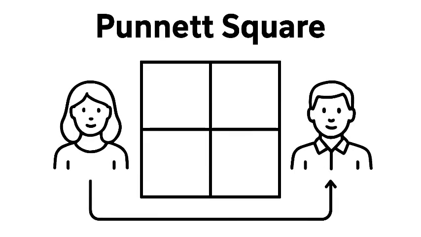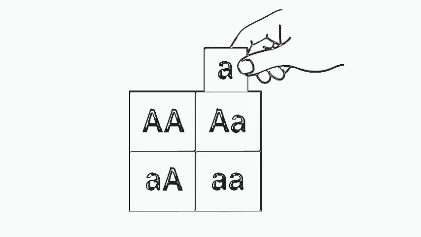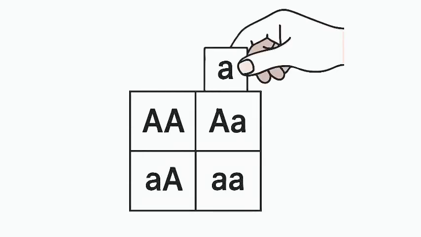That's where the Punnett square comes in. It's a simple box that helps us see all the possible combinations of alleles from two parents. Picture a square divided into 4 smaller boxes. On the top, we write one parent's 2 alleles. On the side, we write the other parent's 2 alleles. Then we fill in the boxes by combining one from the top and one from the side.